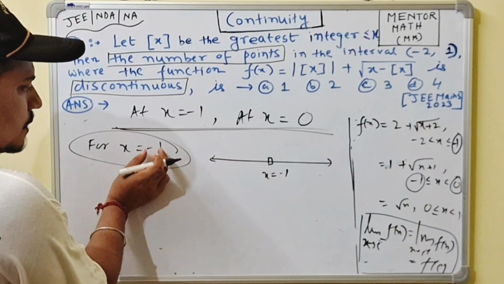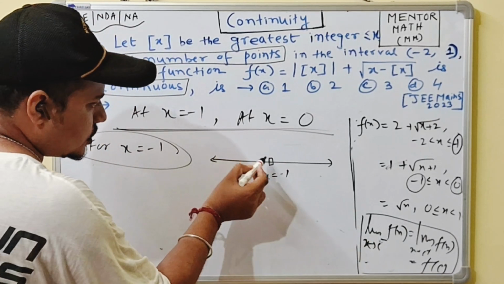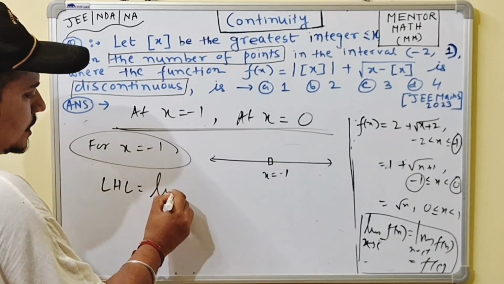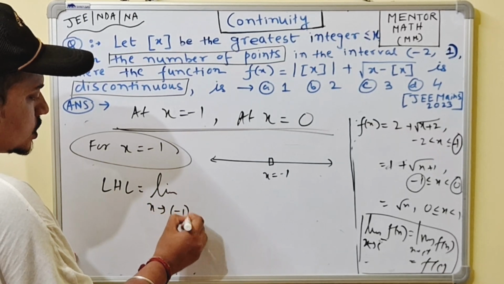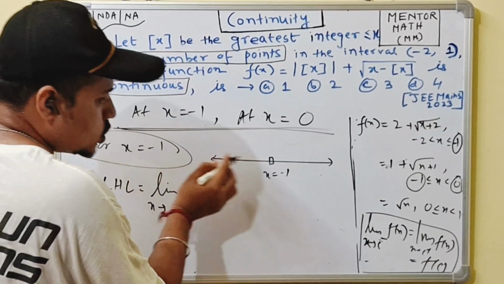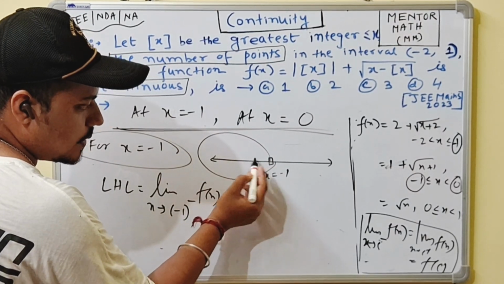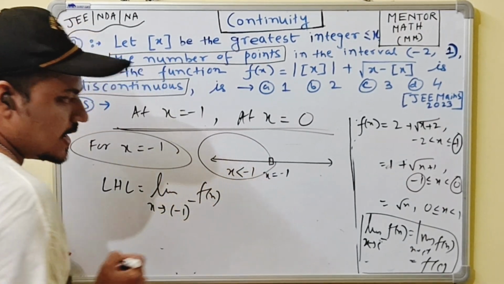So the particular point is minus 1. Here c is minus 1. First of all, check the left hand side. Comes to the left hand limit: limit x tends to minus 1 minus f(x). Okay, so it comes that way. Whatever value you have to take, that value is less than minus 1.